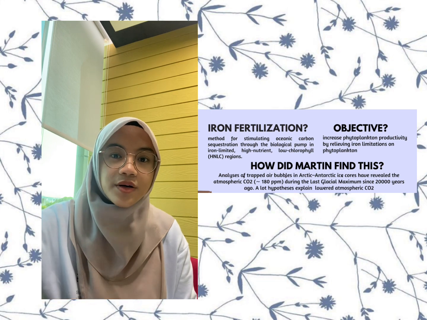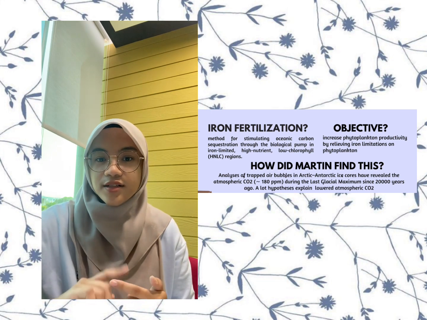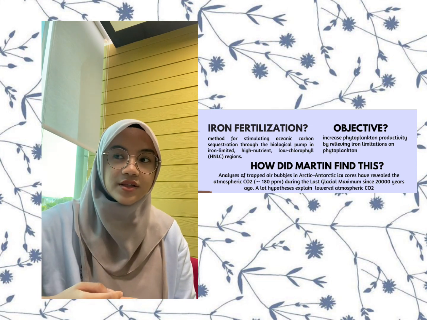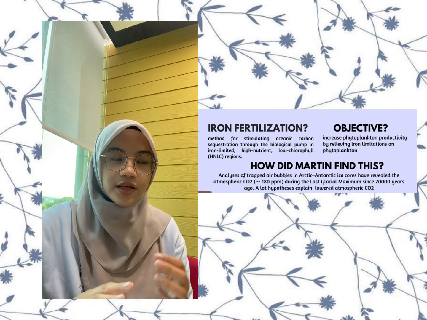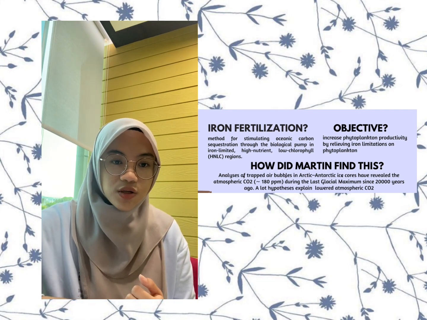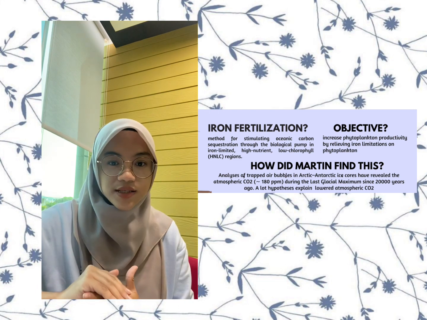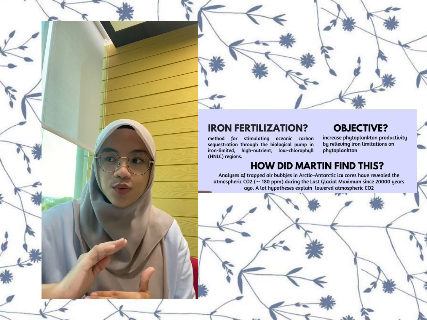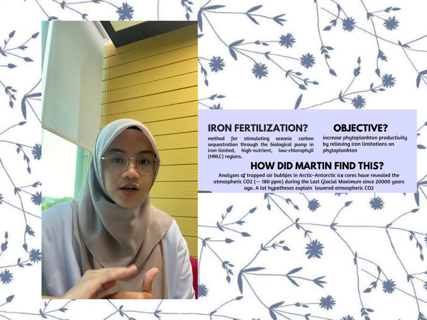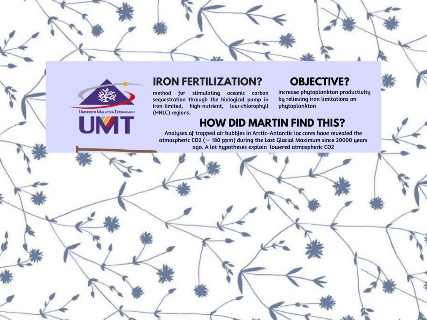Analysis of trapped air bubbles in Arctic and Antarctic ice cores has revealed the atmospheric carbon dioxide in the last glacial maximum, seen 20,000 years ago. A lot of hypotheses have been proposed as to why lowered atmospheric carbon dioxide occurred. Since the start of the Industrial Revolution, human activity caused a rapid increase in atmospheric carbon dioxide concentration, which led to an impact on global warming. How did they know about the atmospheric gas composition in ancient times?